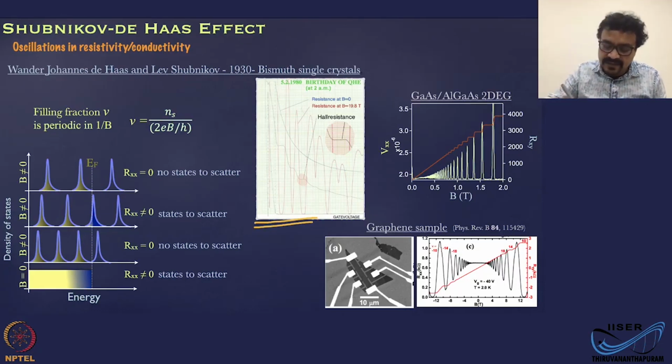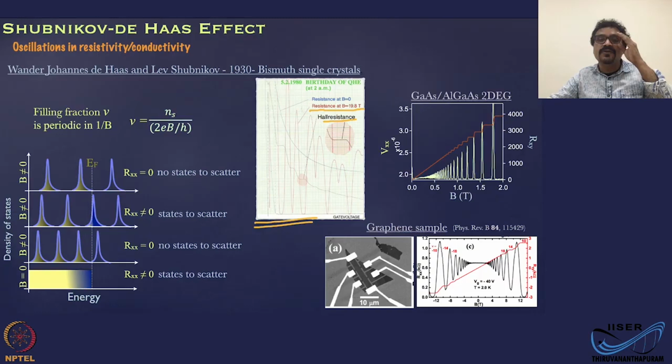So here there are many curves in this graph. If you look at this red colored curve, you can see that he calls it resistance at B equal to whatever this high field, 19.8 Tesla. And the other resistance he calls Hall resistance. We are not referring to the Hall resistance, we are referring to the resistance along the direction of the applied current, that we generally call Rxx. That is the linear resistance, or Rxx.